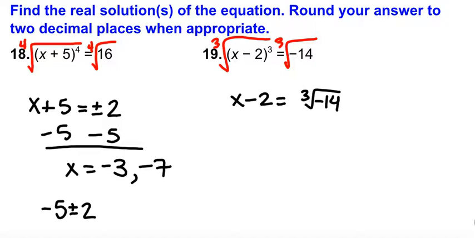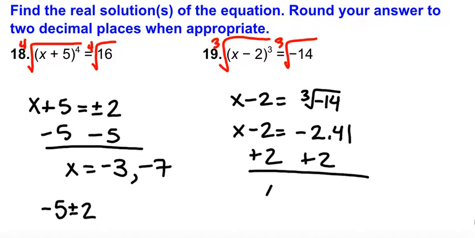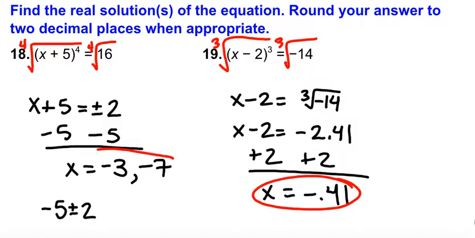You're going to do your raise key and type in negative 14. We're going to go a couple decimal places. That gives me x minus 2 equals negative 2.41. I don't need a positive and a negative. It was an odd root. Add 2 to both sides, and we get x equals negative 0.41. Little bit trickier. Not too bad. Just got to know how to use your calculator.